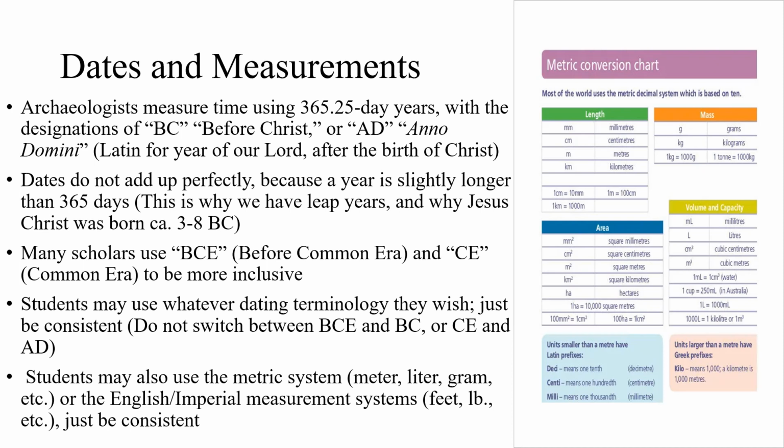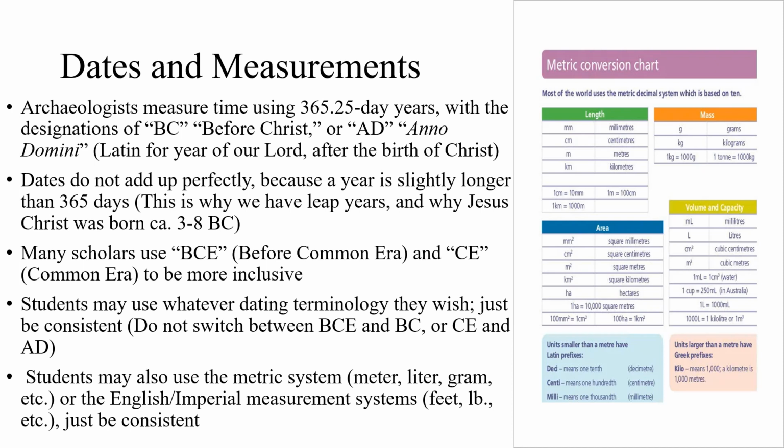Now, there are some countries that don't use the BC AD dating system. They date events from other things in history. But the BC AD birth of Christ dating method is the most commonly used. Now, the dates don't add up perfectly in the birth of Christ dating system, because the year is slightly longer than 365 days. This is why we have leap years. One year every 4 years has 366 days.